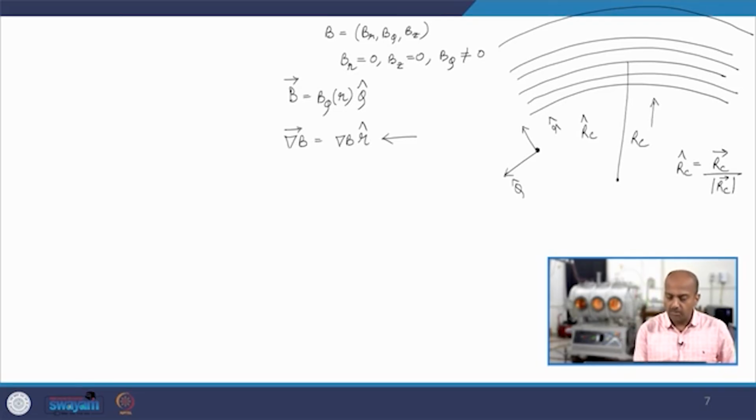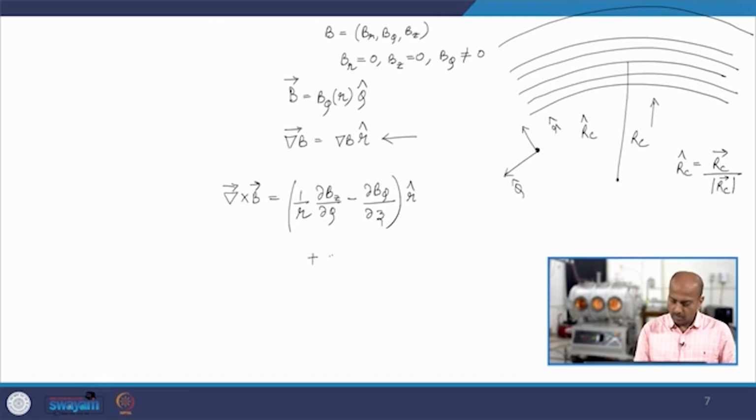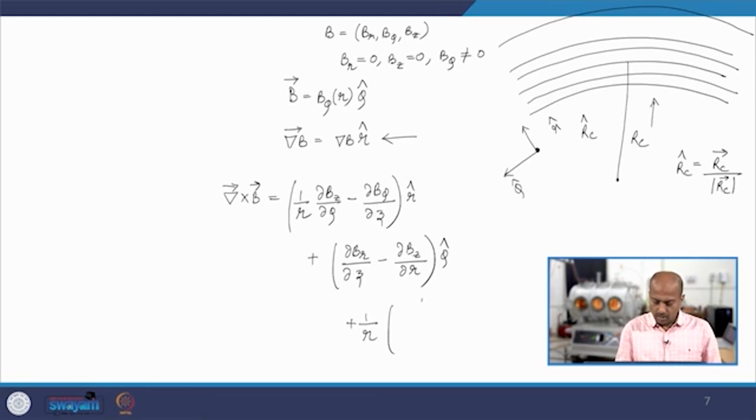Now, let us evaluate the del cross B expression. In cylindrical coordinates, we can write it as 1 by r dou Bz by dou phi minus dou B phi by dou z along r cap, plus dou Br by dou z minus dou Bz by dou r along phi cap, plus 1 by r dou by dou r of r B phi minus dou Br by dou phi along z cap.